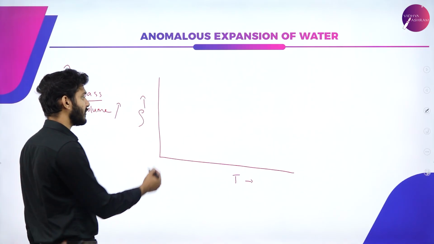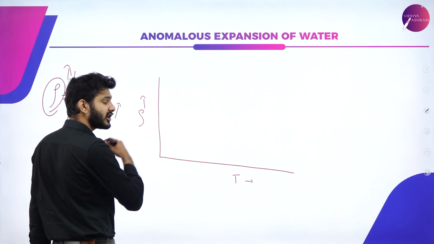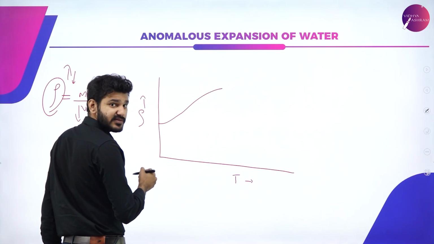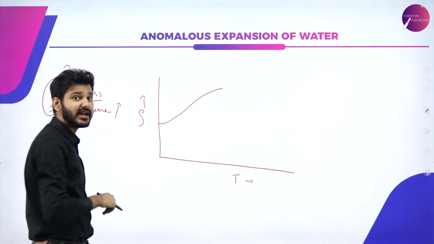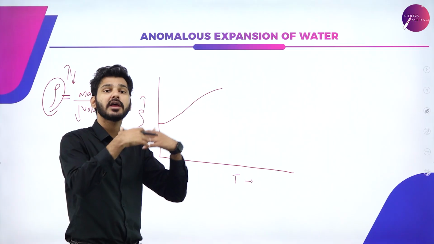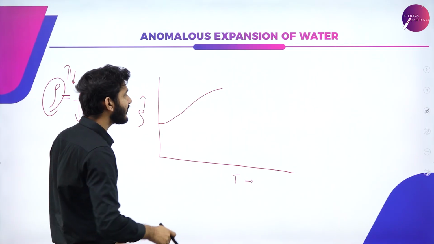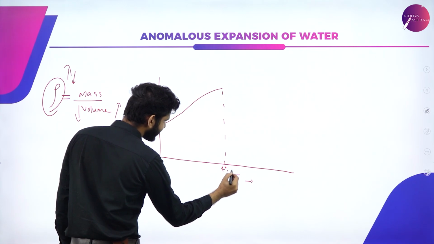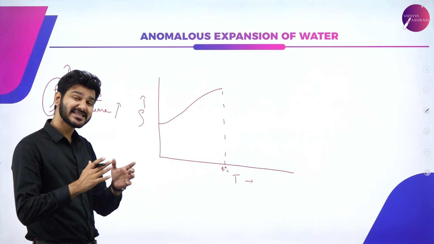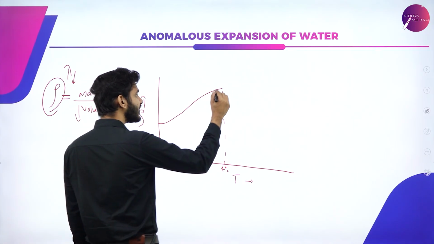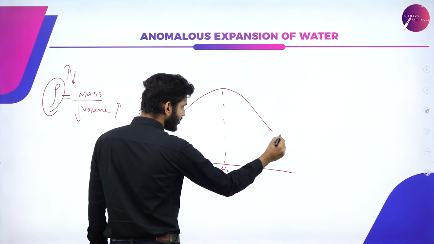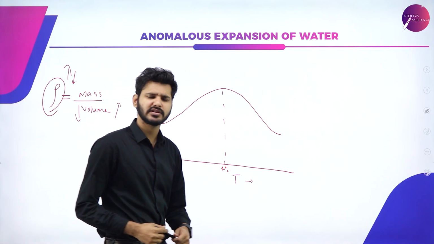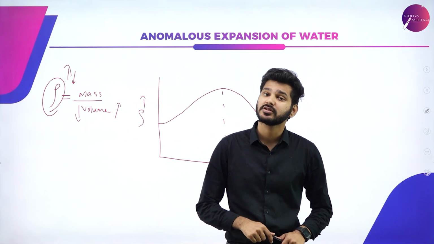So whatever happened with the volume temperature graph, you just invert it and you get the density versus temperature graph. Initially it has a particular density, and then the volume decreases, which means density increases. The density of water becomes higher and higher. And then after a particular point, let's say 4 degrees Celsius, water has maximum density. After that, density also decreases. That is the nature of the density versus temperature graph for anomalous expansion of water.